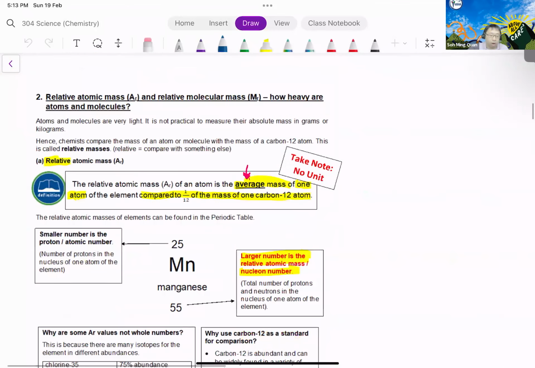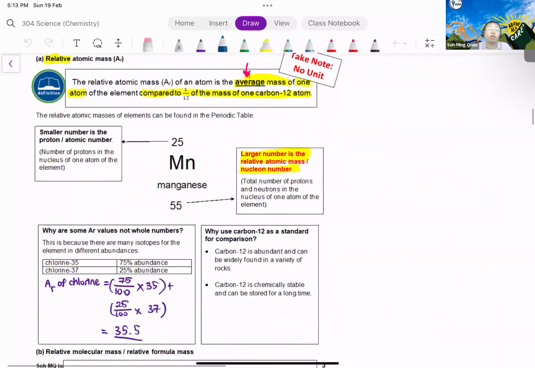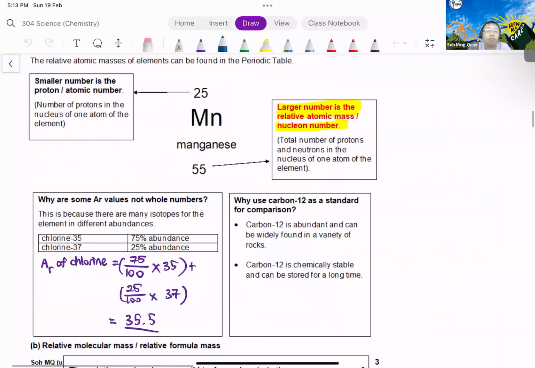So if you go through your notes, you learn something called relative atomic mass. You learn that the relative atomic mass can be obtained from the periodic table, right? So when you go to the periodic table, you will always see two numbers associated with each element. So for example, in this case, manganese. Manganese got two numbers, 25 and 55. Which one is the relative atomic mass? The mass is always the larger of the two numbers, 55 in this case. So make sure you get the correct number. Don't sub the wrong number into your calculation.